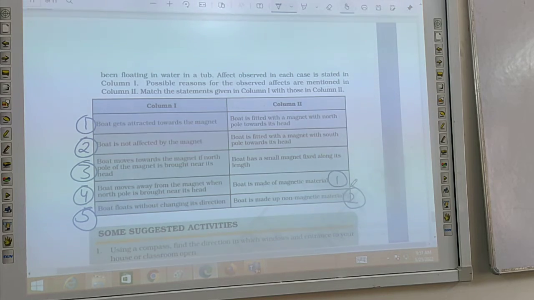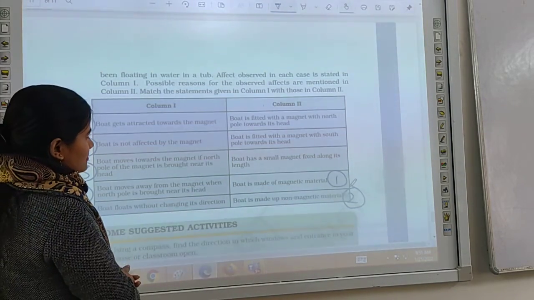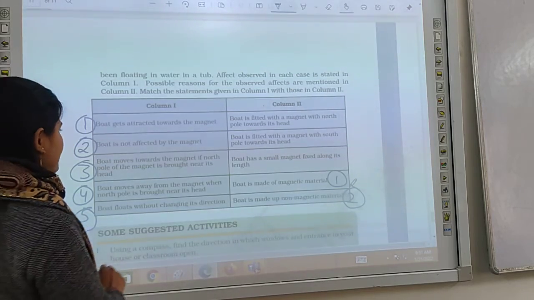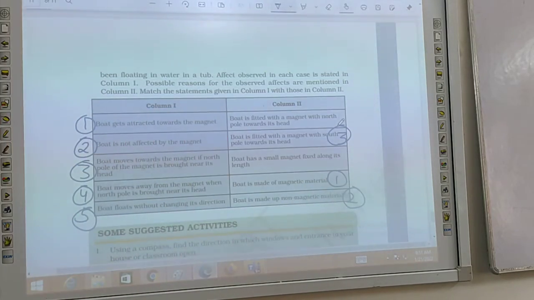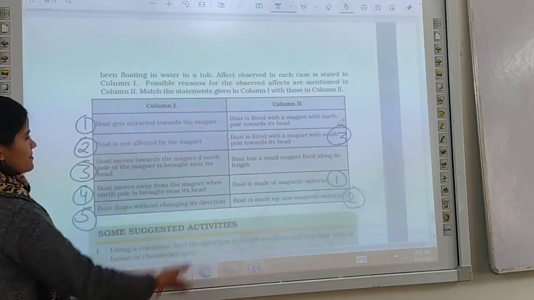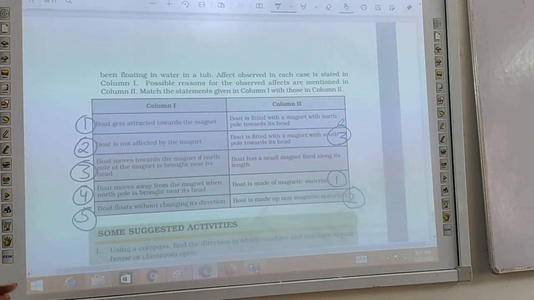Now third one, boat moves towards the magnet if north pole of the magnet is brought near its head. If the north pole of the magnet is brought near its head, it means the boat is fitted with a magnet with south pole towards its head. Yes, right, because here it is written that boat moves towards the magnet. If it moves towards the magnet, it means attraction takes place between the two magnets, between boat and magnet. That's why third one is: boat is fitted with a magnet with south pole towards its head.